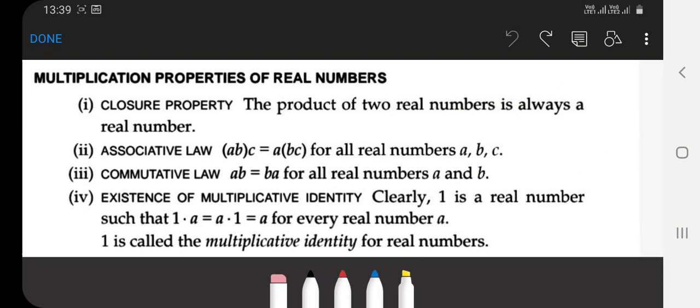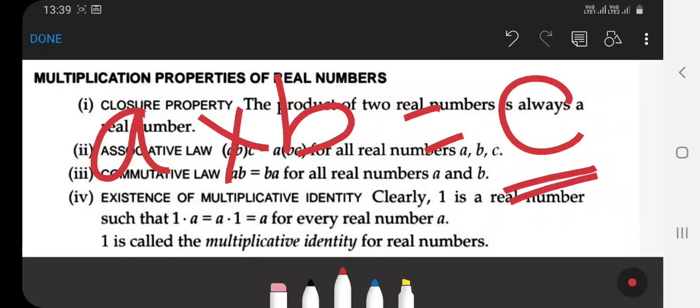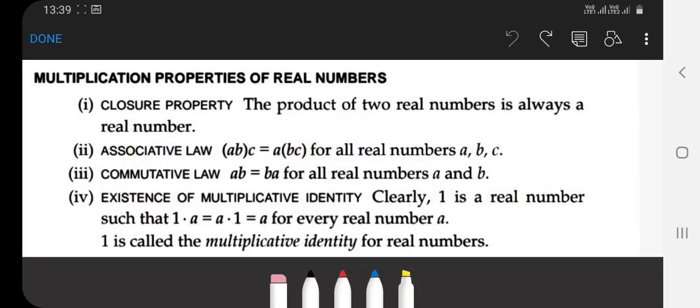Multiplication properties of real numbers. Closure property. The product of two real numbers is always a real number. Suppose a and b are real numbers and the product is c. So c is also a real number. Associative law. (a into b) into c is equal to a into (b into c) for all real numbers.